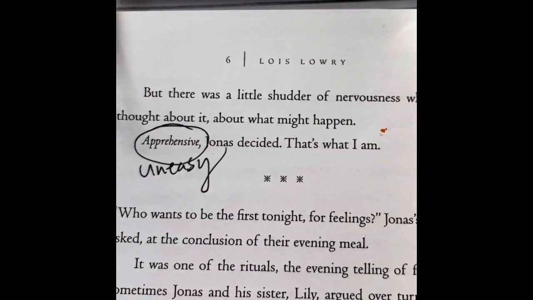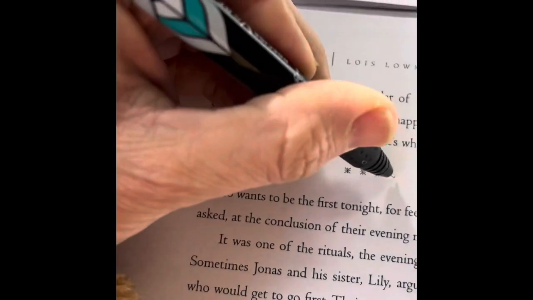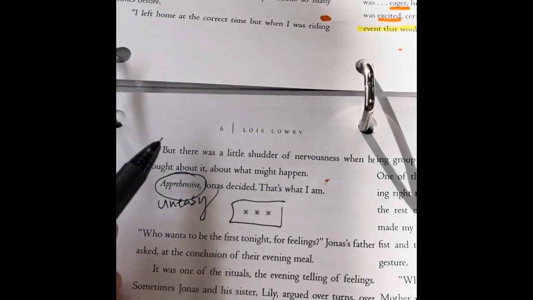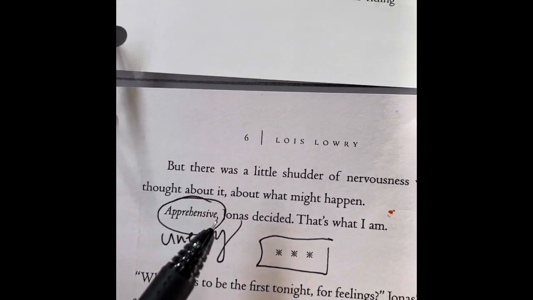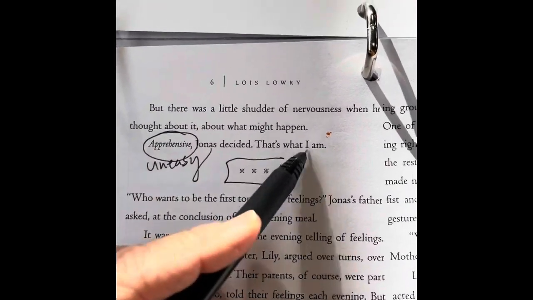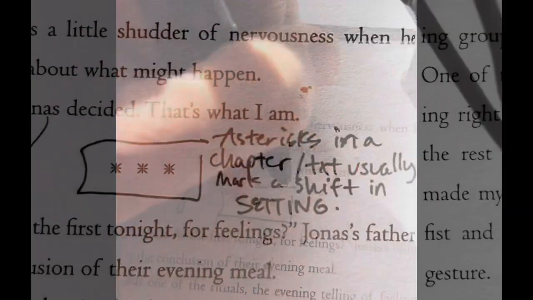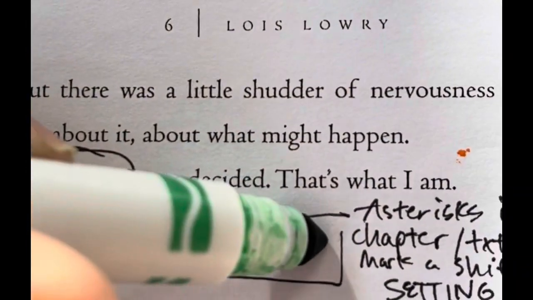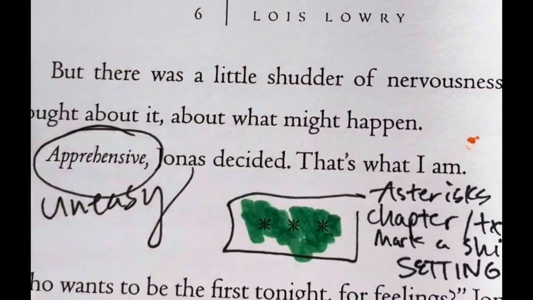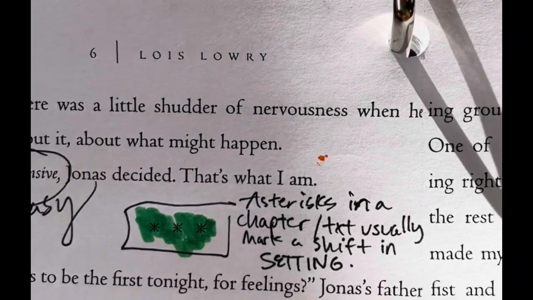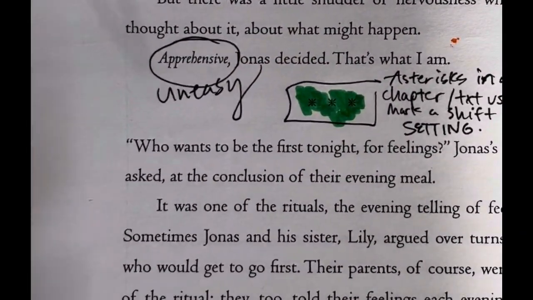Just feeling kind of about it. All right. And then just note, right, when there are asterisks like this in a text, that usually means it's going to be a setting change or a big shift in time. So asterisks usually mark a change in setting, and that's time and place. So it could be the same place, but flashing forward, flashing back, or it could be we're moving to a different place.